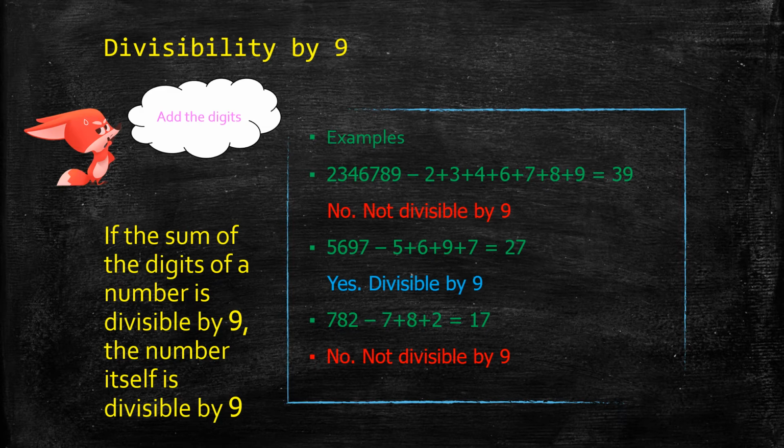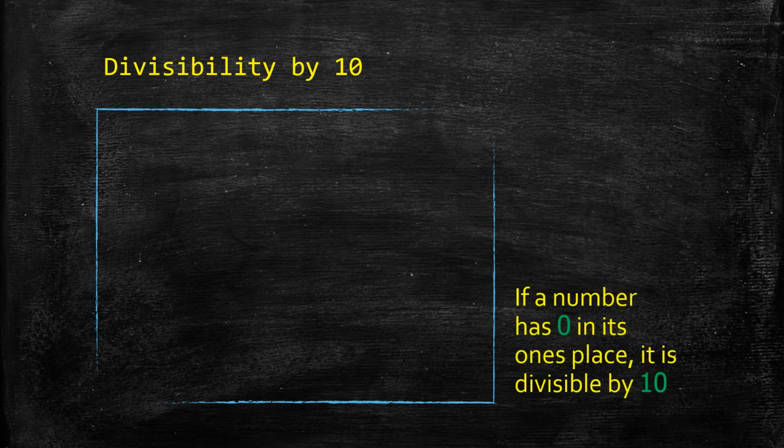Shall we move on to the next rule? Easiest of all. Divisibility by 10. You should just look at the ones place digit. If it is 0, then that number is divisible by 10. Otherwise, no.